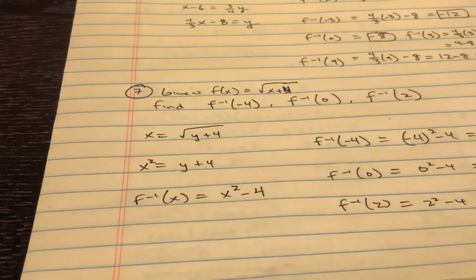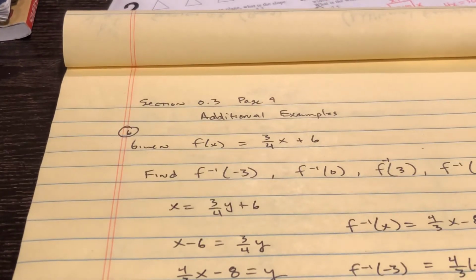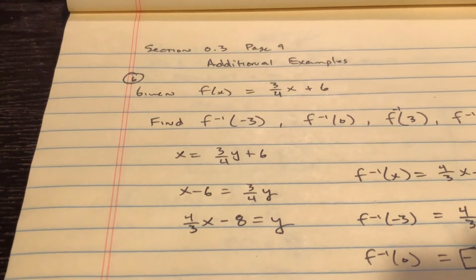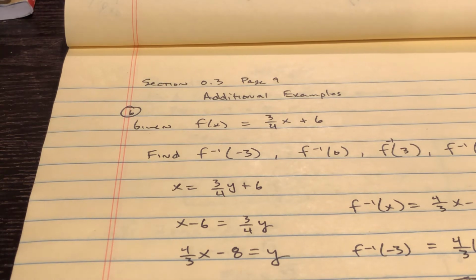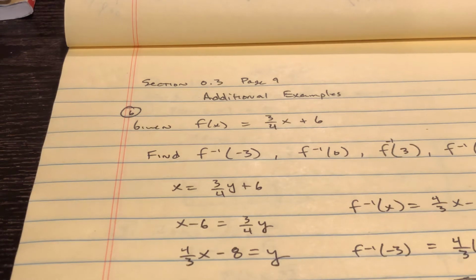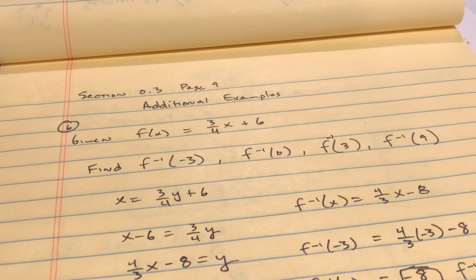Okay, so that is page 9, additional examples, and we're going to give 2 more here in this video. Again, additional examples for what you have in your page 9. This is new for everybody, so everybody write down. Given f of x is equal to 3/4 x plus 6, find f inverse of negative 3, f inverse of 0, f inverse of 3, and f inverse of 9.